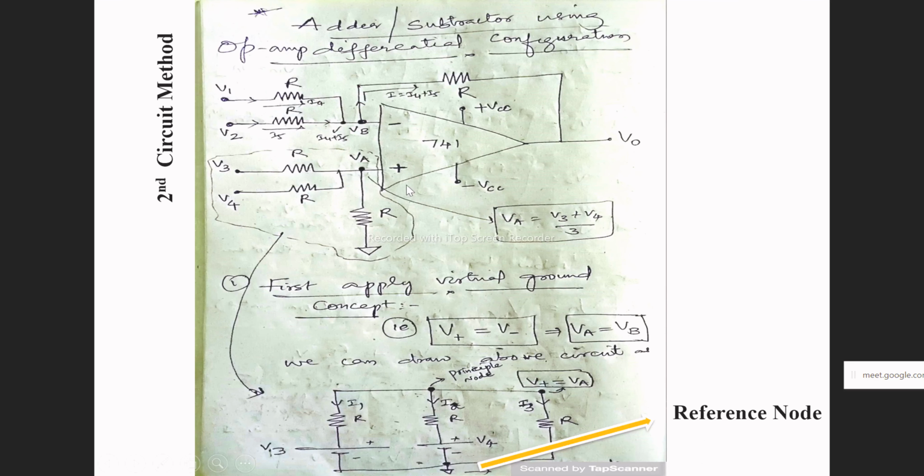Now you are supposed to keep one thing in your mind. If you want to get only a non-inverting adder, what will you be doing? These two, V1 and V2, will be grounded. These two voltage sources will be grounded. So ultimately the voltage here will be directly grounded over here, and it will be only V3 plus V4. If you want to get only an inverting adder by using this differential configuration, what are you supposed to do? You should ground these two, V3 and V4 should be grounded. Then I will be getting only V1 plus V2.